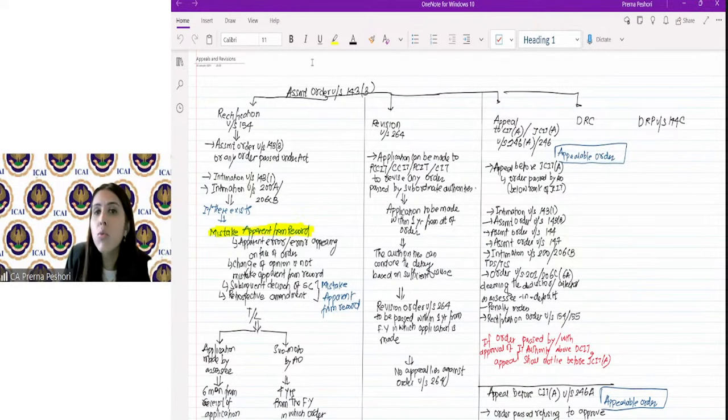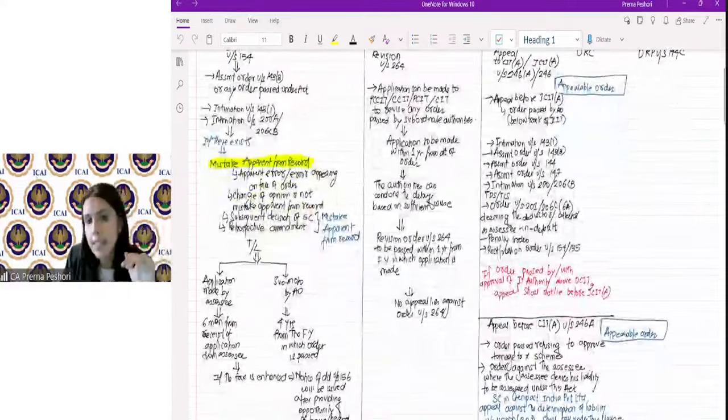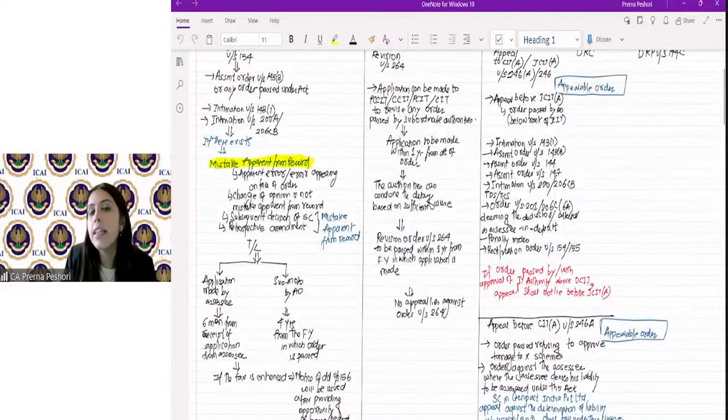Then is the appeal to CIT appeal or JCIT appeal under 246A or 246. The appealable orders, I told you, it's intimation under 143(1), assessment order under 143(3) or 147 or 144. Then the TDS, TCS intimation, the order treating the assessee as assessee in default for non-deduction of TDS, penalty orders or rectification orders, right? If the order is passed by the income tax authority below the rank of JCIT. If it's above the rank of JCIT, then in that case, appeal will lie before the CIT appeals, okay?